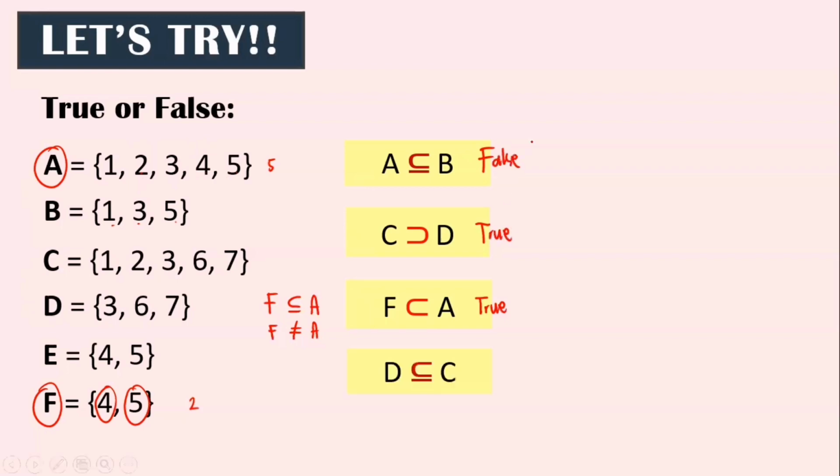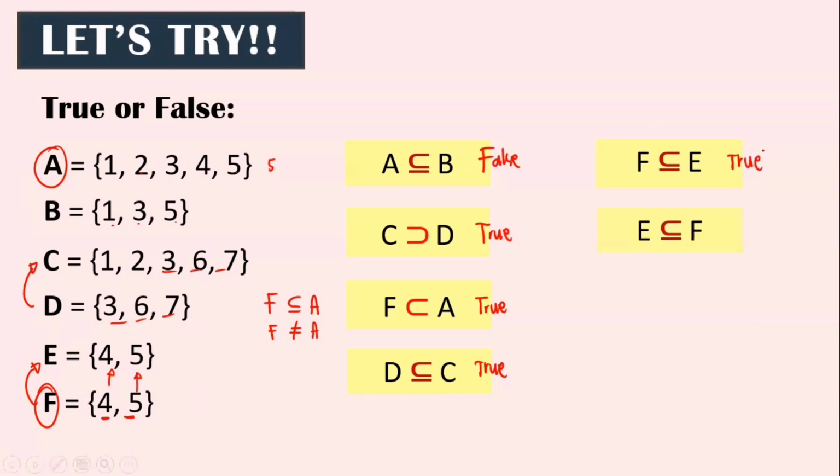Next. Si D daw ba ay subset ni C? Okay, actually nasagot na natin to kanina. Merong bang 3, 6, 7 sa C? Yes. So this is true. Next. Si F daw po ba ay subset ng E natin? Anong sabi ni subset? Every element ng set F dapat ay meron din sa set E. Therefore, this is true. Okay, next. Si E daw ba ay subset ni F? So definitely, this is true.